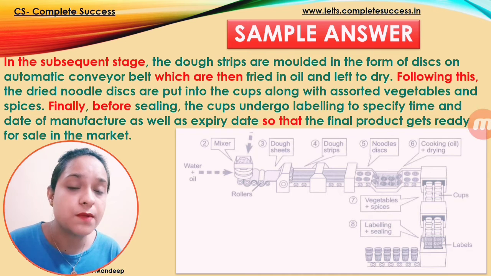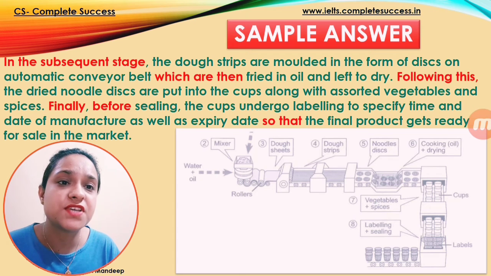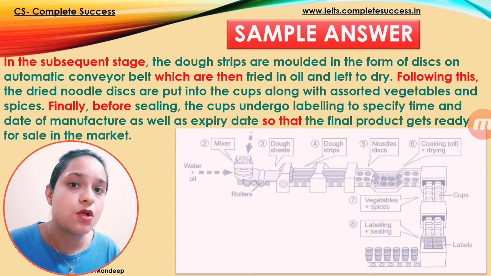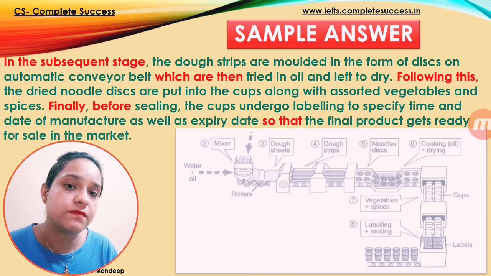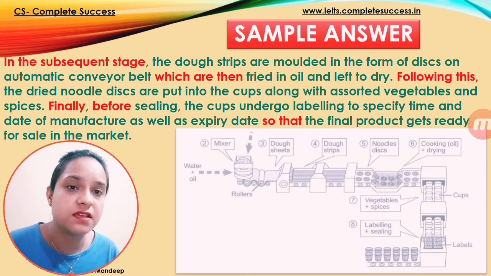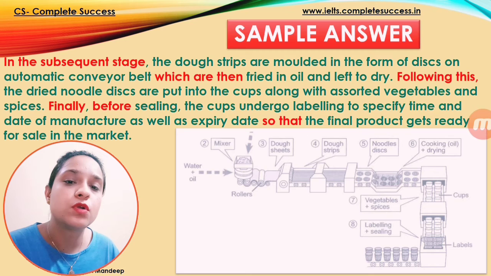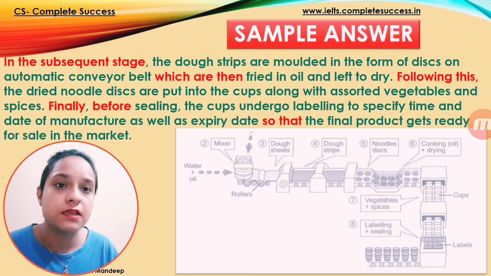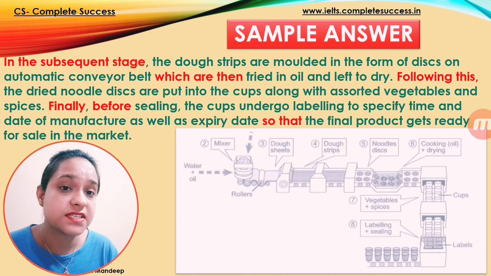That is, in the subsequent stage the dough strips are molded, because their form is changed. The dough strips are molded in the form of discs on an automatic conveyor belt, because it is moving automatically. So I have used the words automatic conveyor belt, which are then fried in oil and left to dry. I've used the connector, which are then fried in oil and left to dry. So I've explained the 5th and 6th step in one sentence, so it is like a complex sentence.